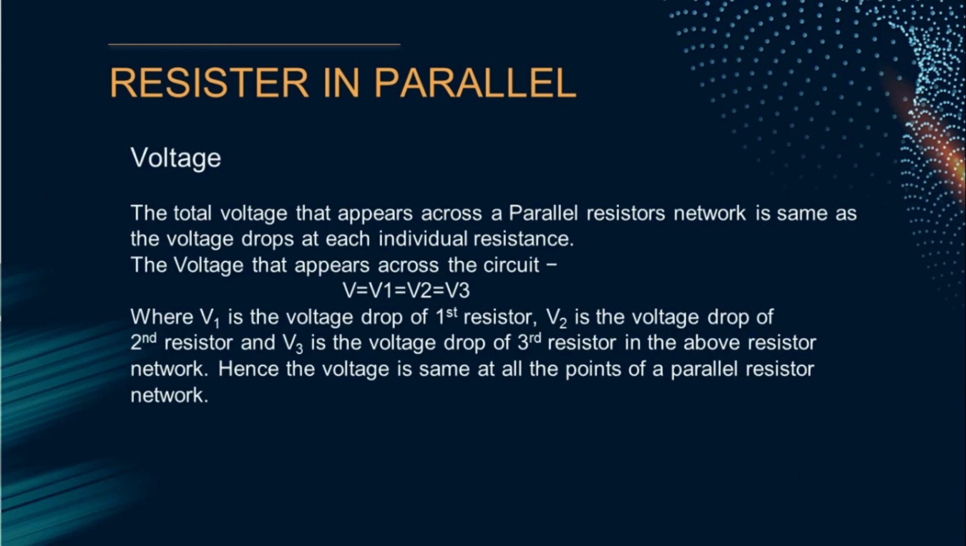Voltage. The total voltage that appears across a parallel resistor network is the same as the voltage drop at each individual resistance. The voltage that appears across the circuit is V equal to V1 equal to V2 equal to V3, where V1 is the voltage drop of the first resistor, V2 is the voltage drop of the second resistor, and V3 is the voltage drop of the third resistor in the above resistor network. Hence, the voltage is the same at all points of a parallel resistor network.